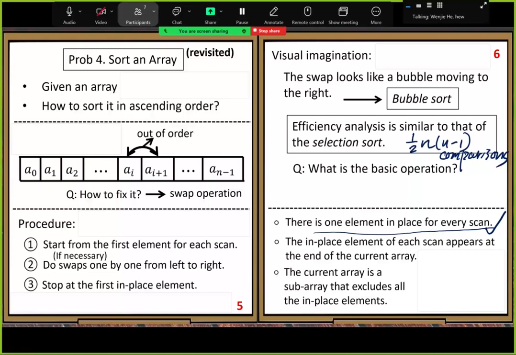But here, what is the basic operation? Comparison or swap? We use both comparison and swap in this algorithm, but which one is the basic operation? Which one do we need to do more times, comparison or swap?